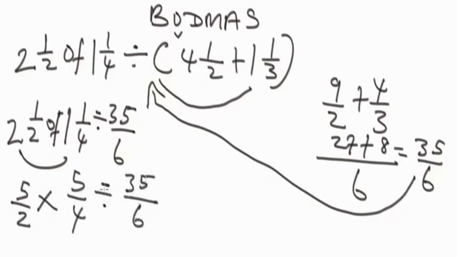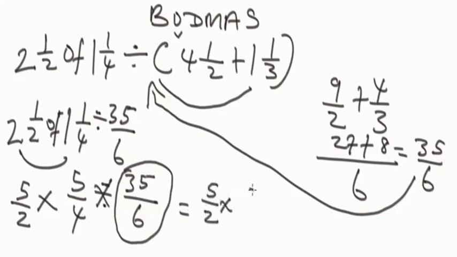Now the next thing you have to do, after our of, we have the division. To simplify this division, we have to change it to multiplication. When you do it, you are going to invert what is here. So take note of what we're going to do now. When you change this to multiplication, you're going to have 5 over 4, times, and then invert what you have here, it becomes 6 over 35.